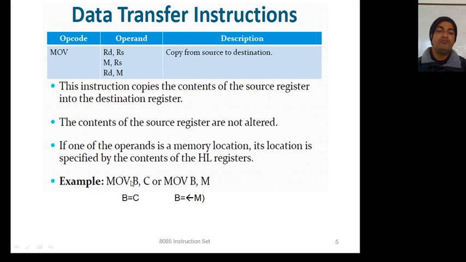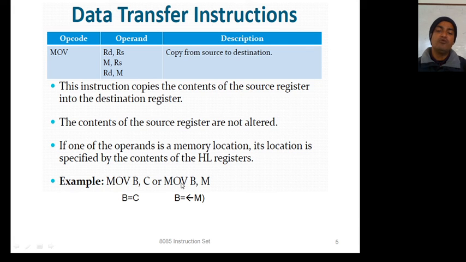For example, MOV B, C. It means the contents of C are transferred into B. Similarly, you can take MOV A, D. The contents of D are transferred into A. And one more thing you have to remember: the size of both operands, the source operand as well as the destination operand, must be the same. If one is 8 bit, the other will also be 8 bit.